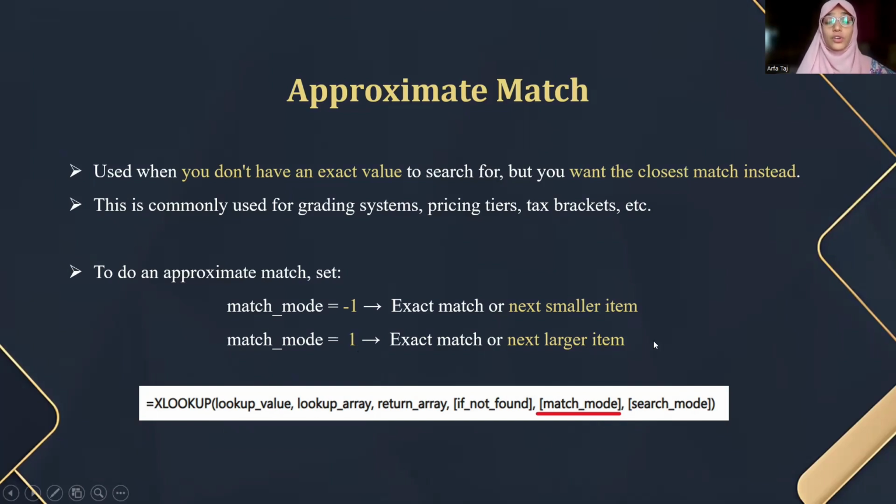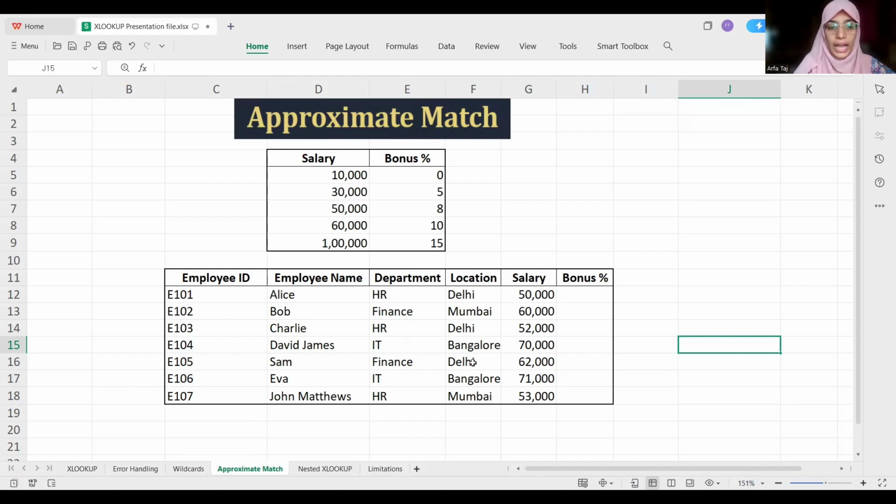This is mostly used for grading systems, pricing tiers, and tax brackets. Let's understand it better with an example. Here's a table with employee details and a salary bonus table, where for a salary of 10,000 the bonus is 0, for 30,000 and above the bonus is 5%, for 50,000 and above it is 8%, for 60,000 and above it is 10%, and for 1 lakh it is 15%.